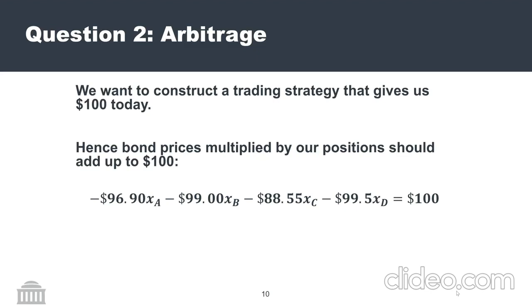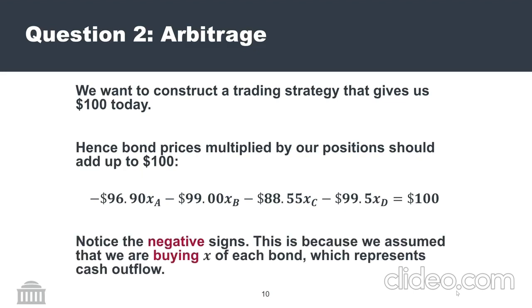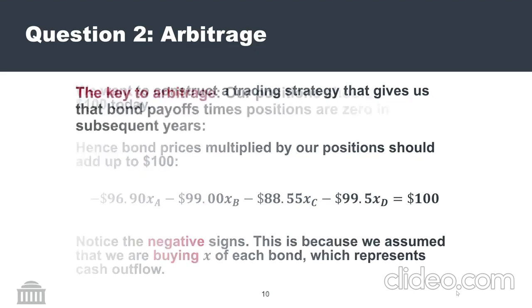So it makes sense that we would have to take a negative position, or short sell, one of these bonds. You can see that it's likely going to be bond D, because we've just determined in the previous question that this bond is actually overpriced. So this is just the summary of this.